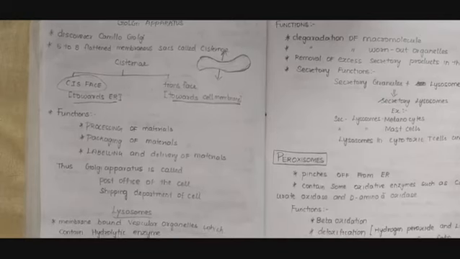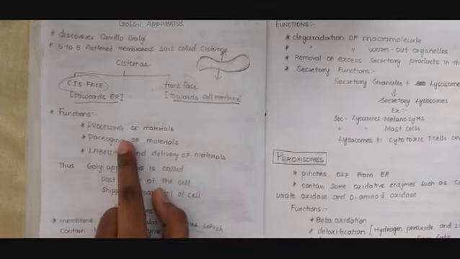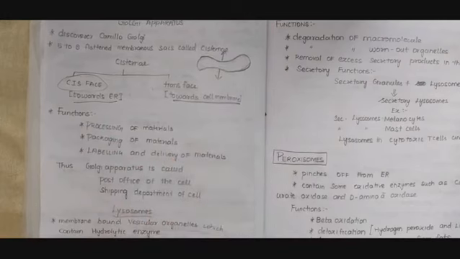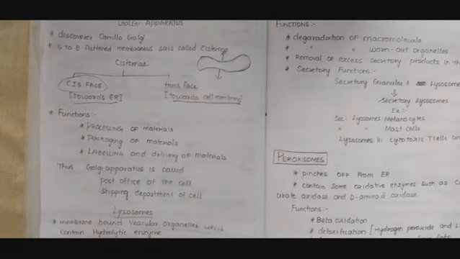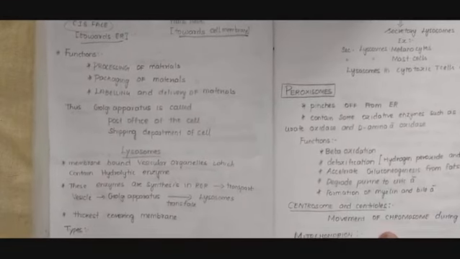And those substances are processed, later packed, and then delivered to the respective places by your Golgi apparatus. That is, the substance which is synthesized by the endoplasmic reticulum is processed, packed, and later delivered to the respective places, either within the cell or outside the cell, by your Golgi apparatus, and hence the Golgi apparatus is called the post office of the cell as well as the shipping department of the cell.